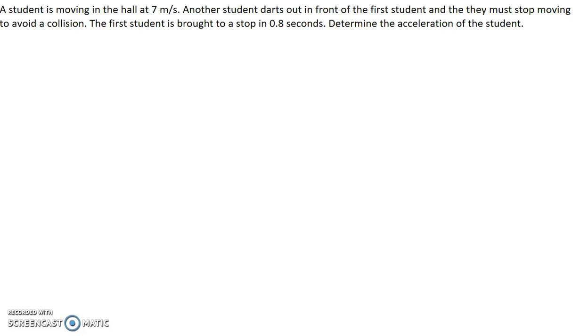A student is moving in the hall at 7 meters per second. Another student darts out in front of the first student and they must stop moving to avoid a collision. The first student is brought to a stop in 0.8 seconds. Determine the acceleration of the student.